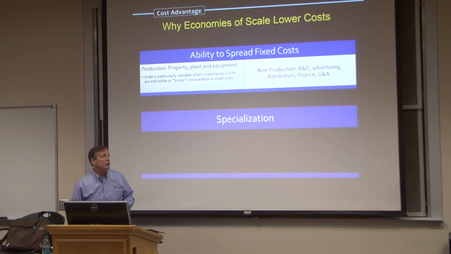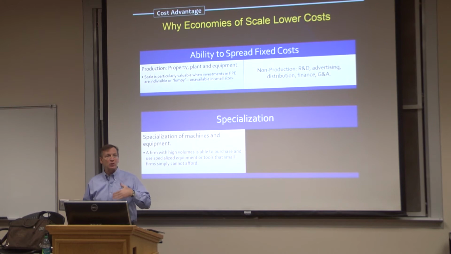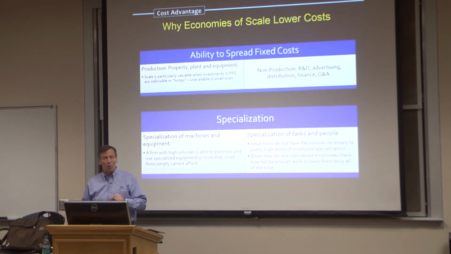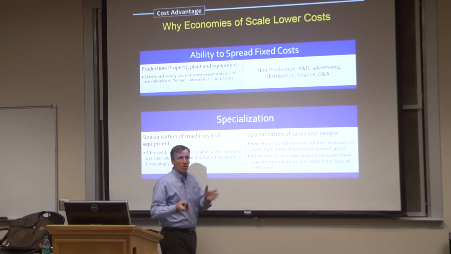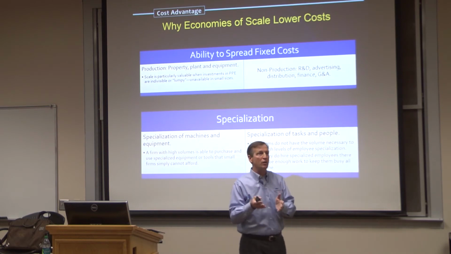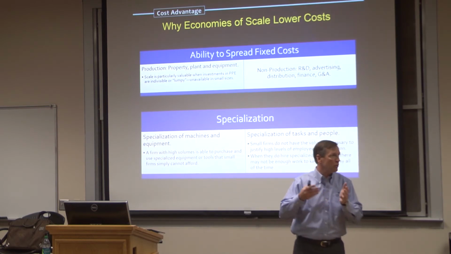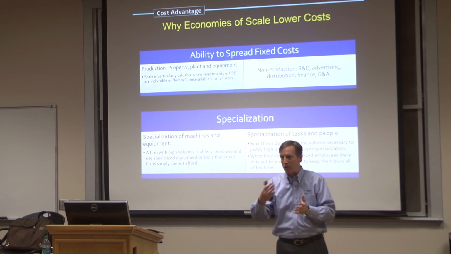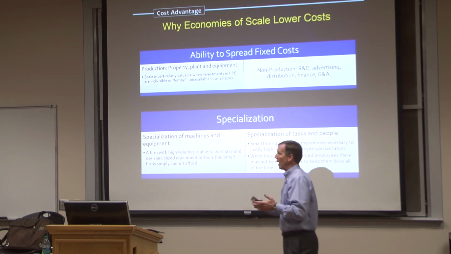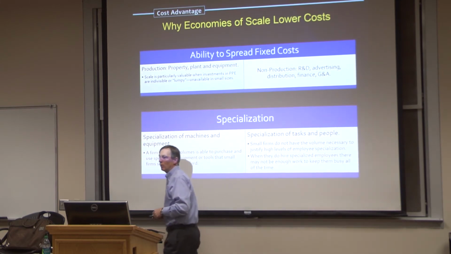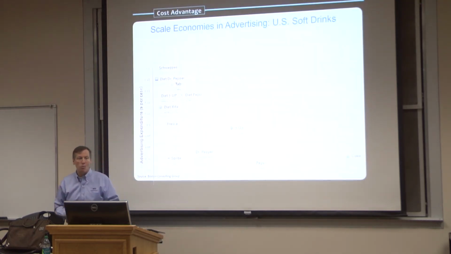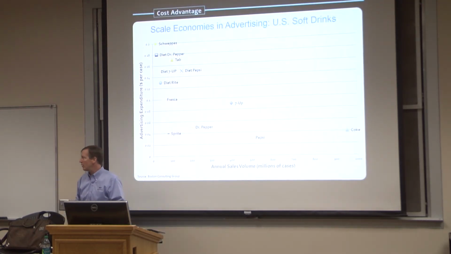The second reason that your costs go down with economies of scale is specialization. You can now have specialized machines and equipment designed for a specific task instead of maybe using labor. Or you can have people who specialize in a particular task and get really good at it. It's the whole notion of practice makes perfect. The more people do the same task over and over, the better they get at it. That's why costs go down with economies of scale. We see this in a lot of different industries.